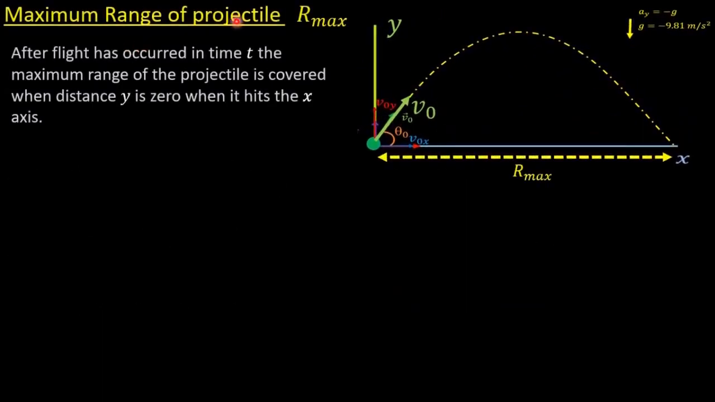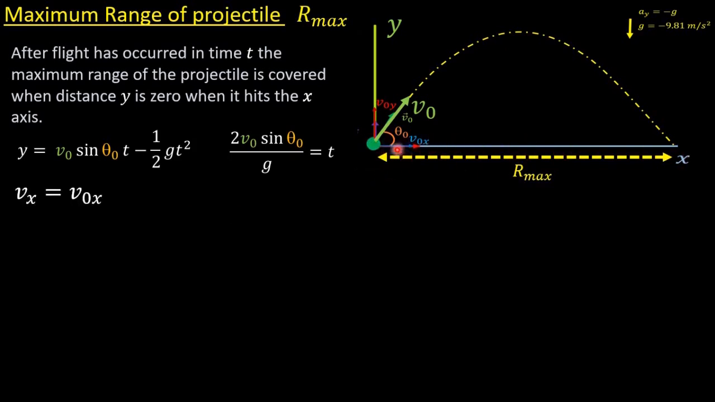So let's find the maximum range for the projectile. After flight has occurred in time t, the maximum range of the projectile is covered when distance y is 0, when it hits the x-axis. So again, the displacement in the vertical direction is going to be 0. Okay, so this is going to be quite simple to do. All we need to do is just find the constant velocity v sub 0 x and then multiply that by the overall time of flight to get the range.